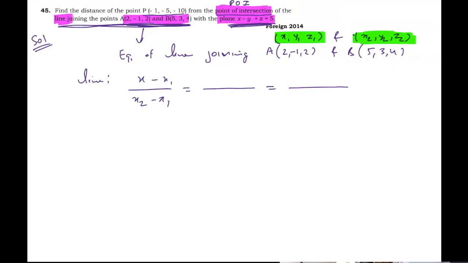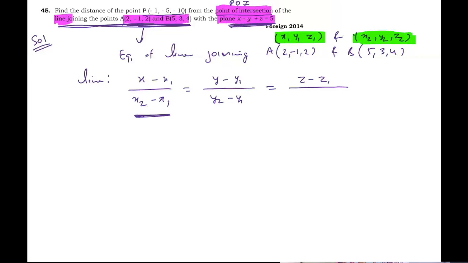So, beta, this is the formula: x minus x1, here we write y minus y1, here we write z minus z1. And in the denominator, it is x2 minus x1, here we write y2 minus y1, and here we write z2 minus z1. So this is the formula for the equation of the line joining 2 points. Just use this formula.